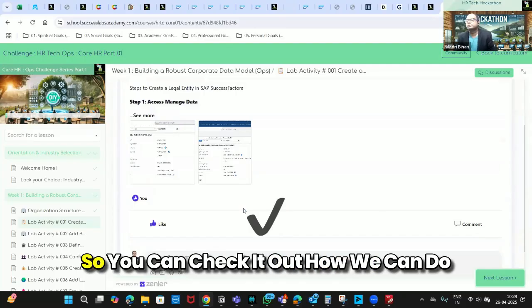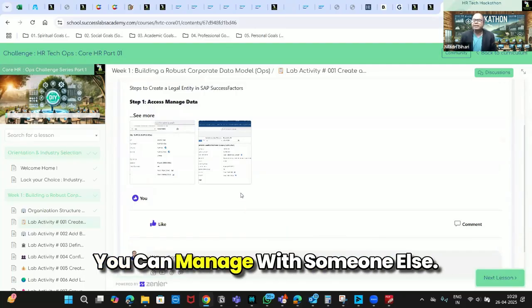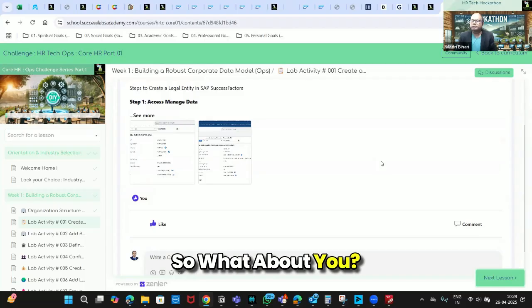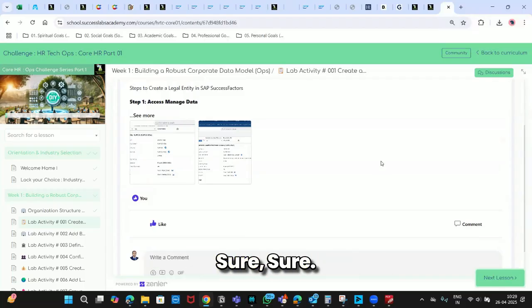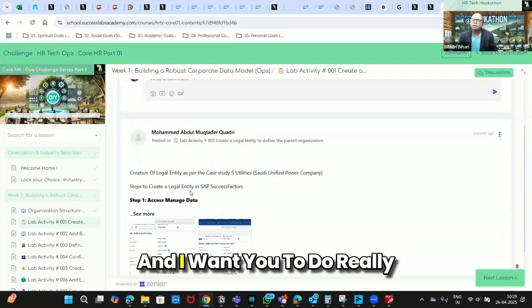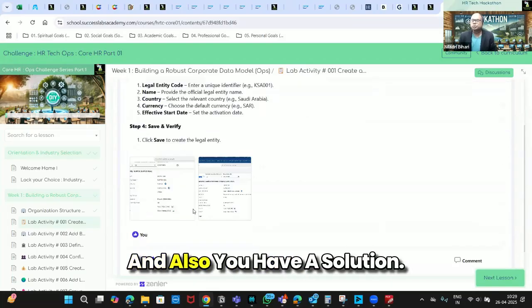So you can check how you can do it, whether you want to take it up or manage with someone else. What about Purna? I was thinking I'll connect with you offline. Sure, no problem, we can connect. If you really want to do it, go for it. And you also have a solution, so you can see how nicely other students have done it step by step.